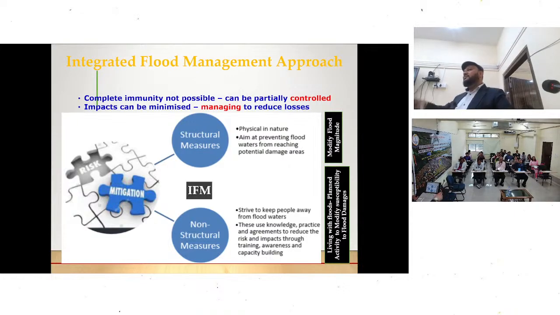Means if we do the flood planning, then people will not live in the flood plains. Then if flood comes, then property and life will not be lost. And use of knowledge, practice, and agreement to reduce the risk and impact through training, awareness, and capacity building. Means by doing integrated flood management approach, we can mitigate the impact of flood. Basic thing is that we can't control the flood, we can only mitigate the impact of flood.